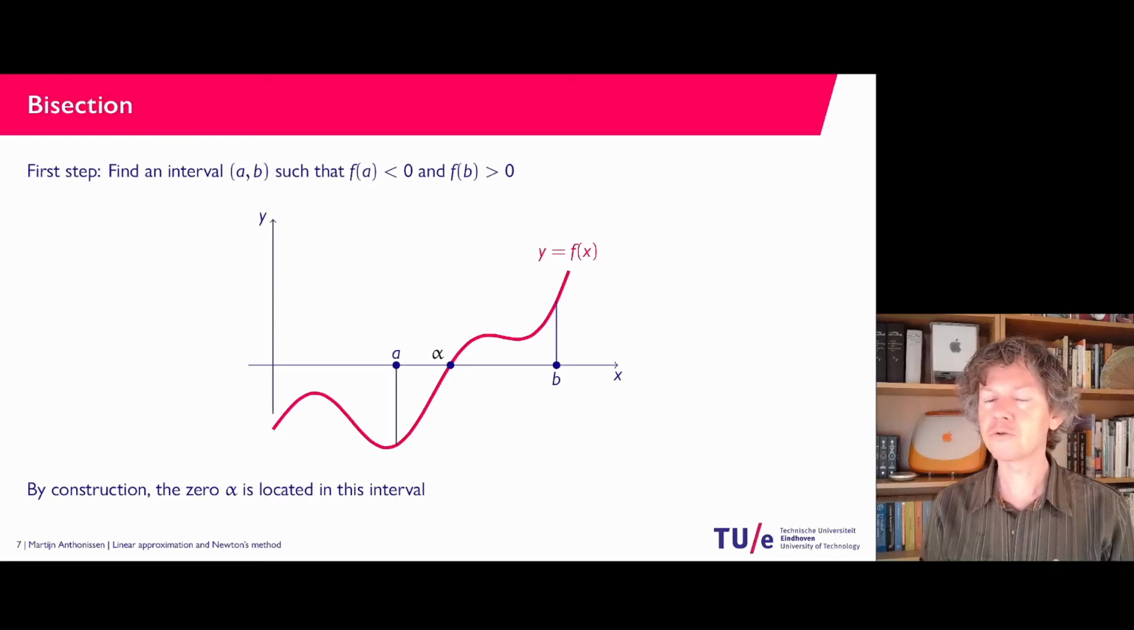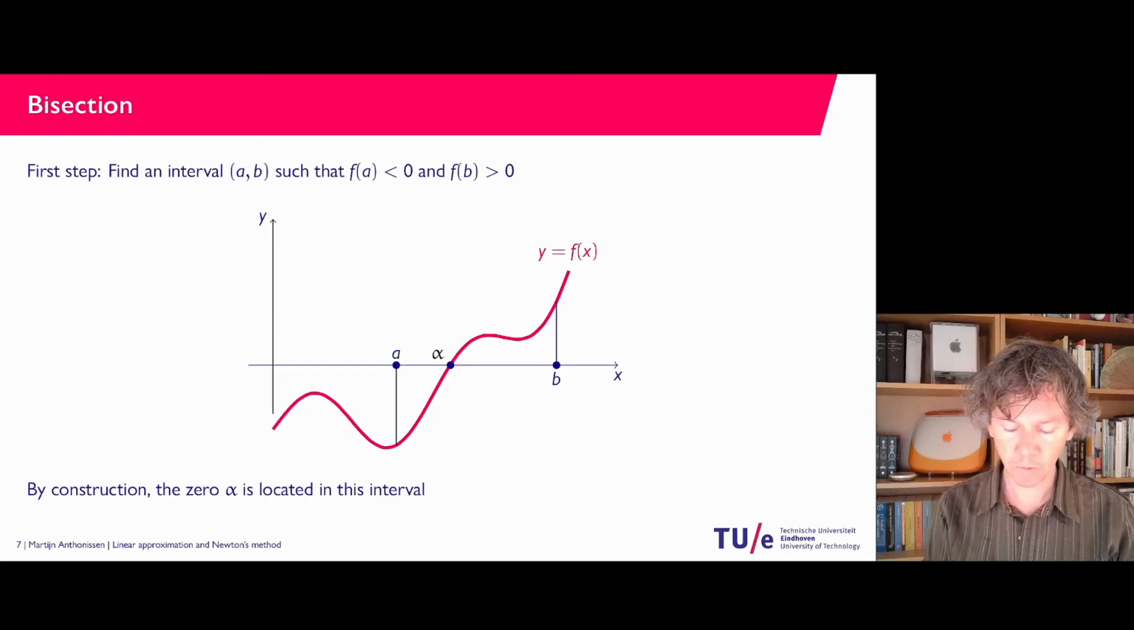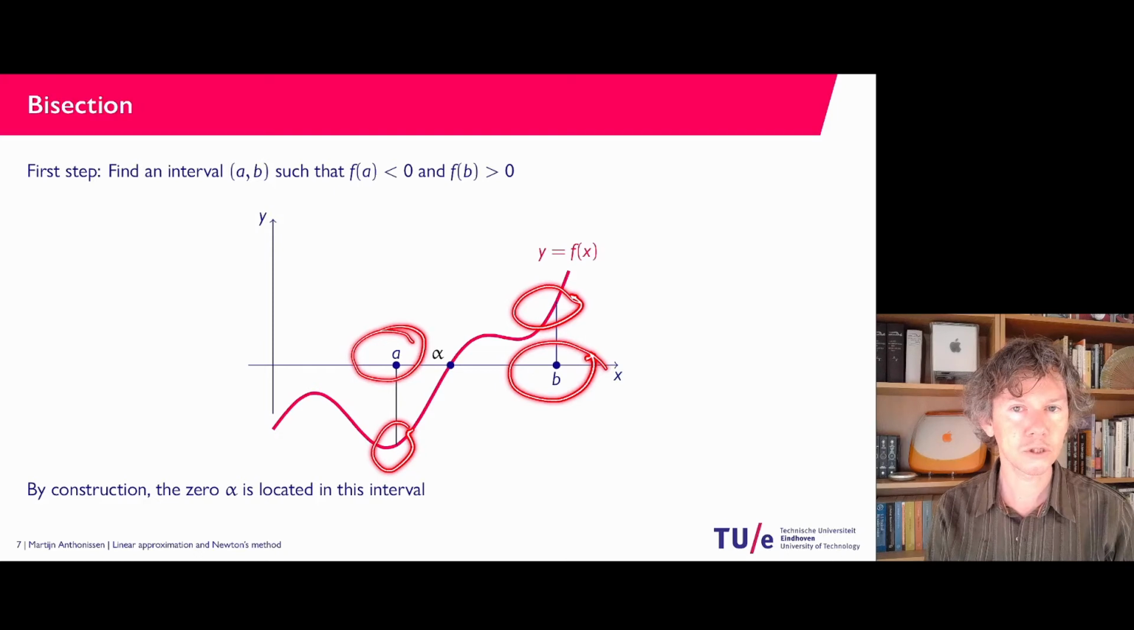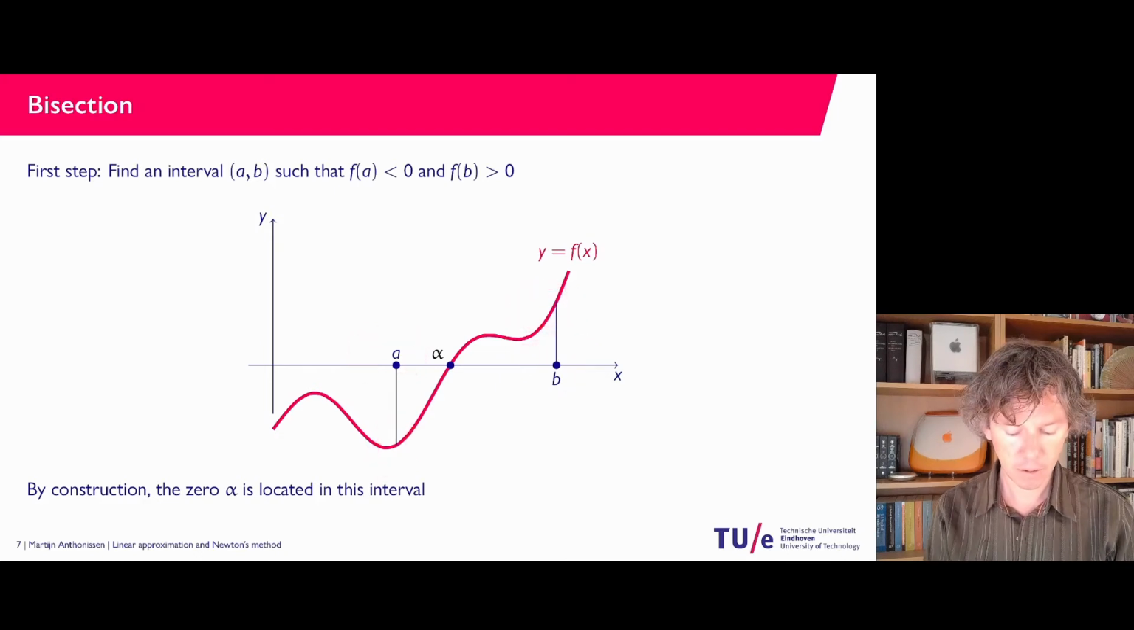Well, we've already seen that you could use bisection. So here's a general function, y is f(x). You try to locate an interval [a,b] such that the function is negative at one end and positive at the other end. And if you know that and you have a continuous function, it needs to cross the horizontal axis, and it will cross so at a zero of the function.